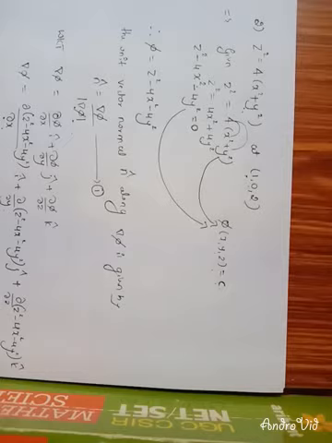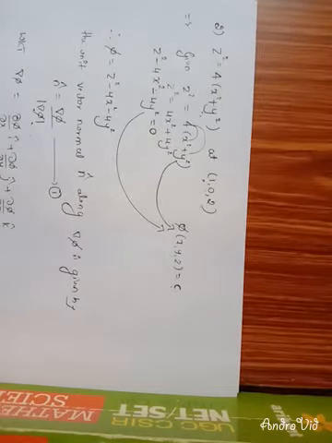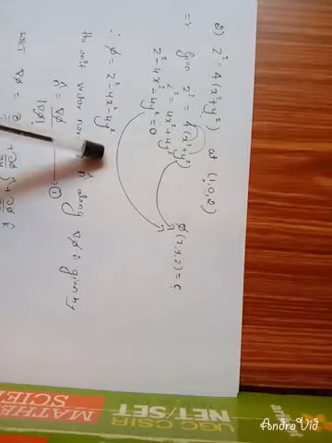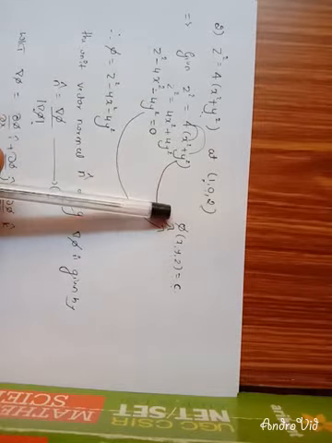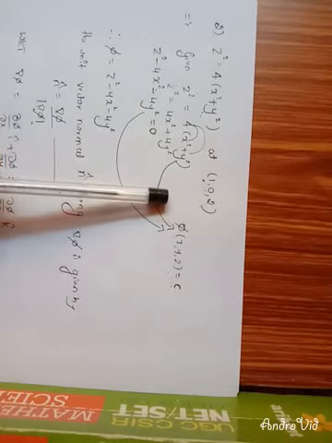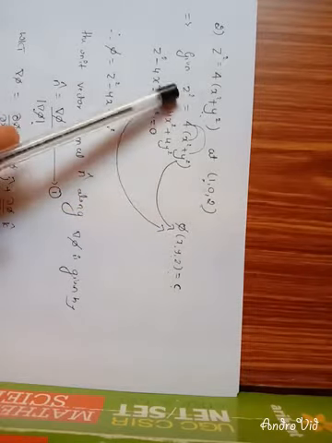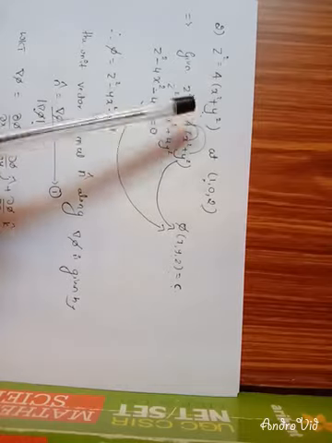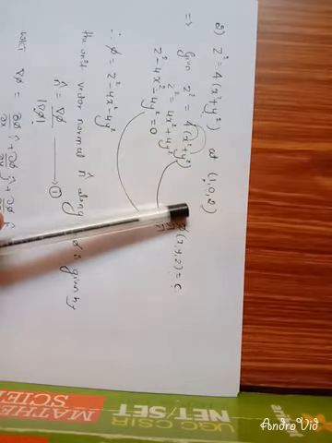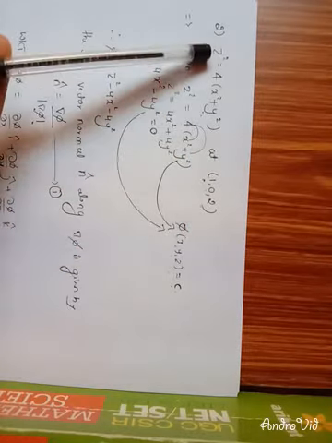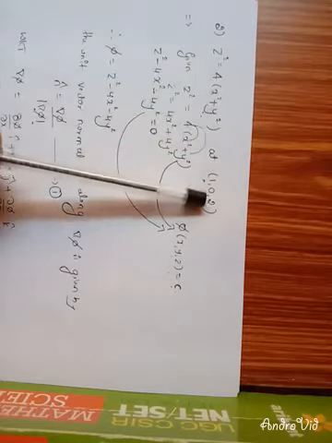Good morning students. In this video I'm going to solve another problem on a unit vector normal to a surface. In the previous video I solved one problem on a unit vector normal to a surface. Here is the second problem: z square is equal to 4 into x square plus y square at the point (1, 0, 2). We have to find the unit vector normal to this surface at this point.